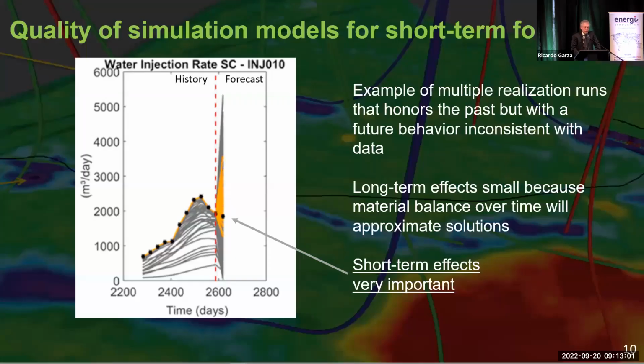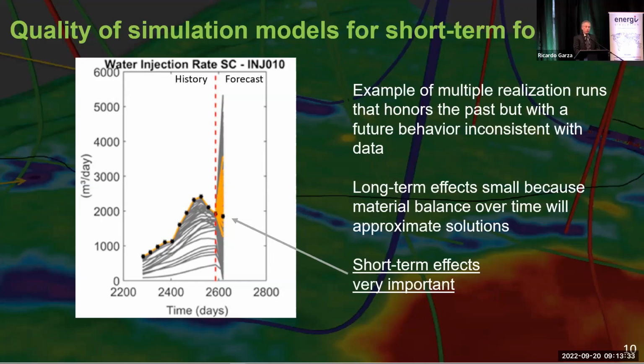So this is a typical example of why the simulation models are not working very well for short-term decisions. I'm showing here a picture of a real case in Brazil for a field that we have. In gray, we have the prior data, and in orange, we have the posterior data after history matching. If you see in the past, all the models are going very well. They honor all the real data.